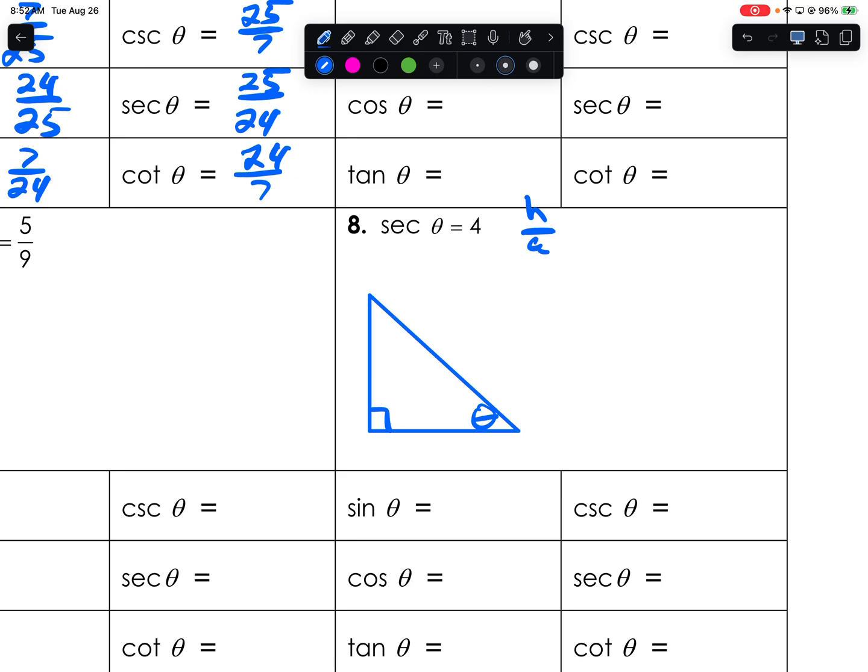It's all good. What is that? Hypotenuse over adjacent. 4 is hypotenuse. Adjacent is what then? 1. Very good. Now Pythagorean theorem to get the missing side. That's right.